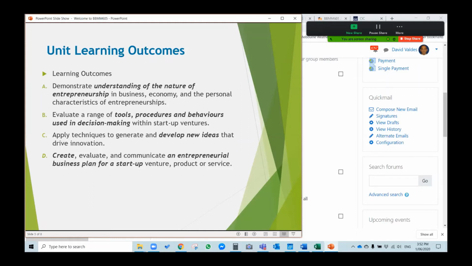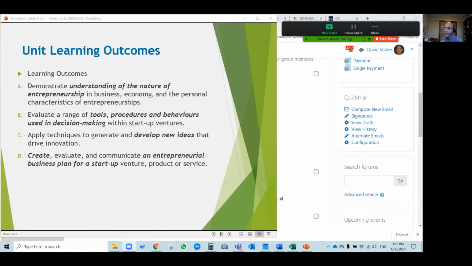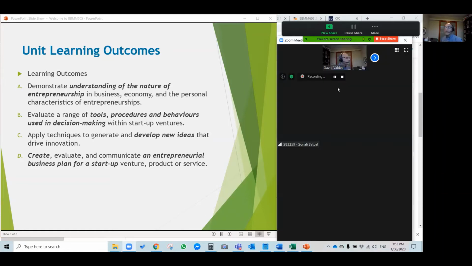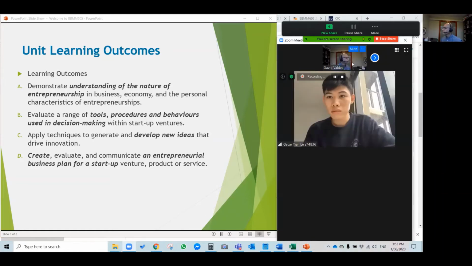So what we're going to be doing is creating a complete business plan, or at least a simulated business plan for a business idea that you might have. So as early as now, I would urge everyone, let me just change my screen here for a moment. There you go. I would urge everyone to start thinking about a business idea that you could use for this subject.